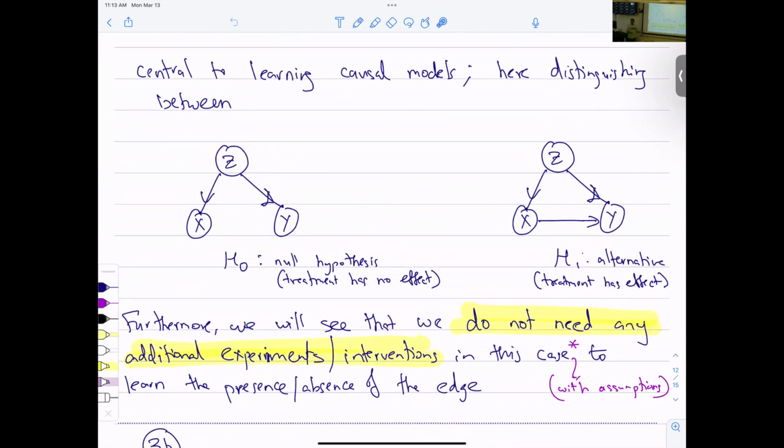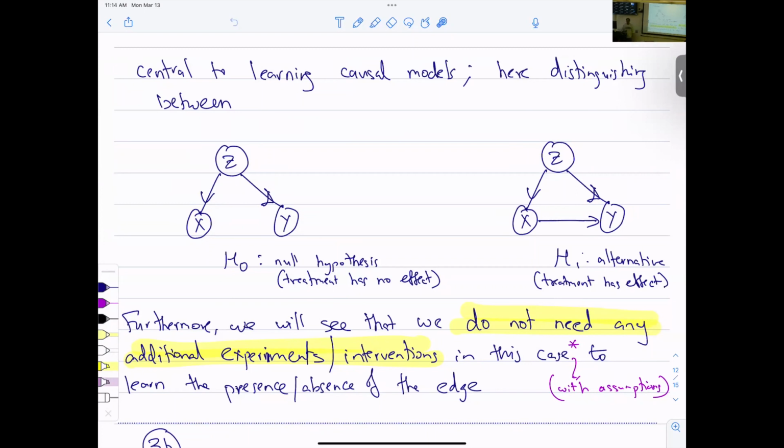You can see that if you know this much, without any additional experiments or interventions, you can learn, or not, the presence or absence of these edges under lots of assumptions. Because, as I said, there are lots of finite sample issues with this stuff because it's not a binary question. This is a continuum. This is an infinite collection of models.